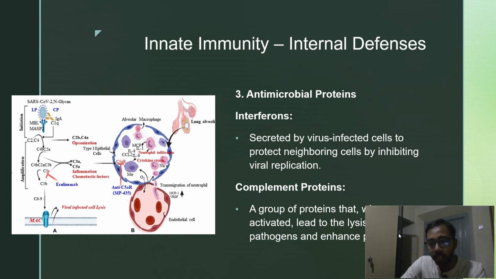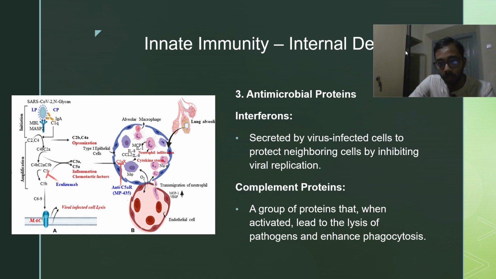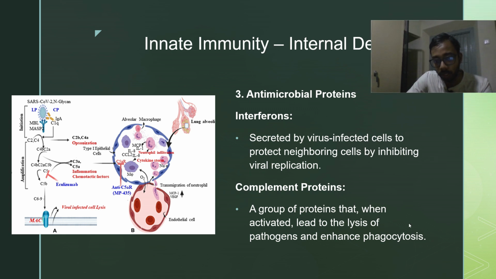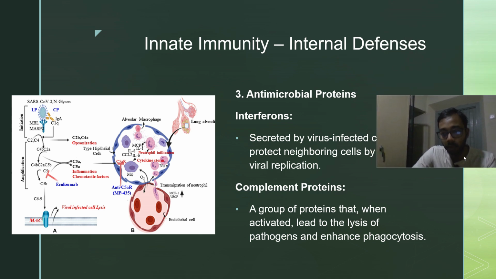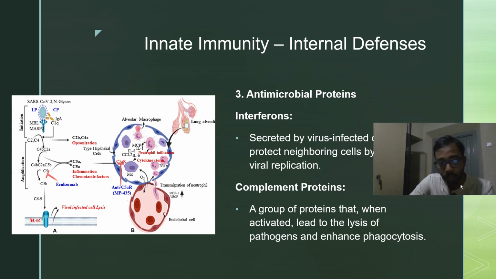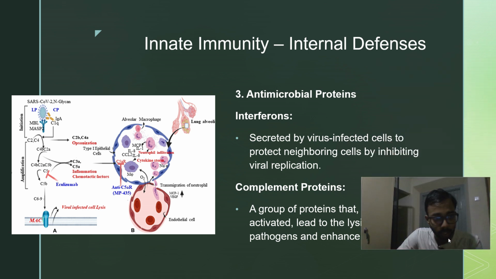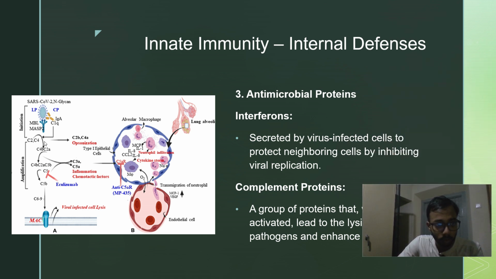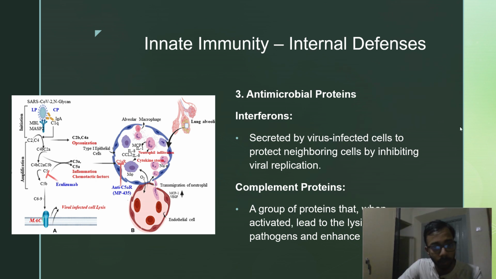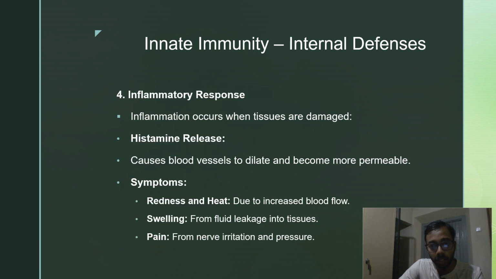So there is another antimicrobial protein type called complement proteins. That is a group of proteins that when activated lead to the lysis of pathogens and enhance phagocytosis, as we discussed earlier. There are so many complement types as well. In this diagram you can see C2, C4, C4b, C2a. This C letter denotes complement. There are so many types of complement, and there is a pathway known as the complement pathway in our bodies, right? So they are antimicrobial proteins.